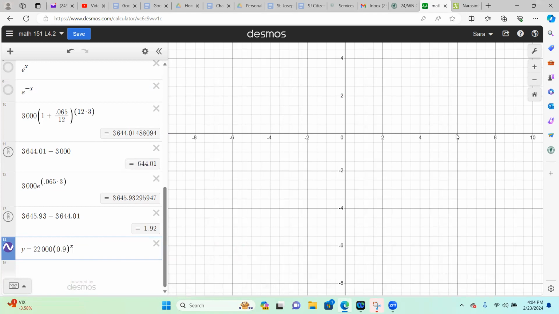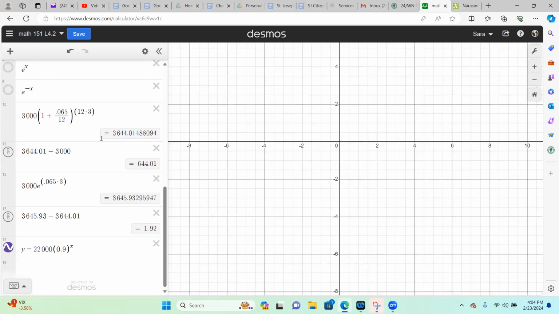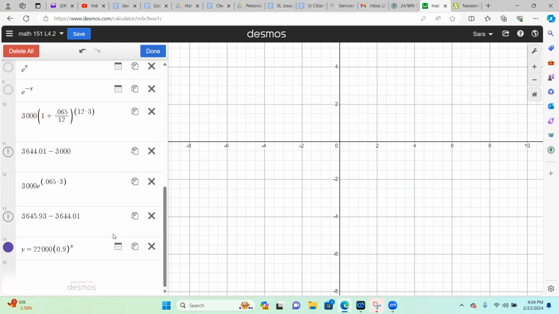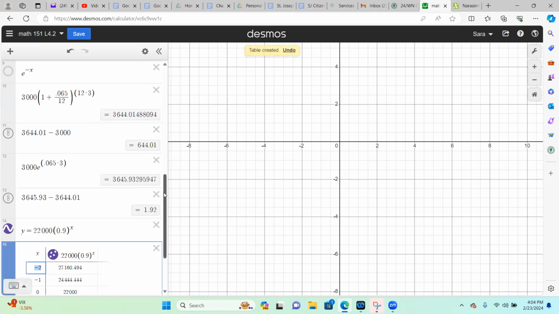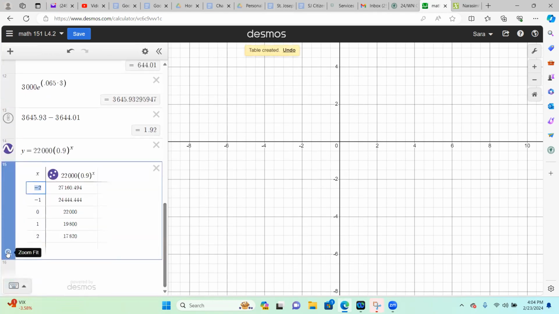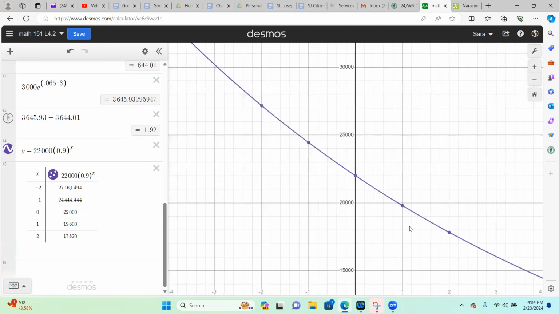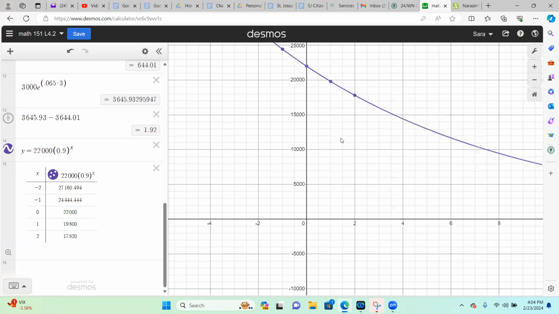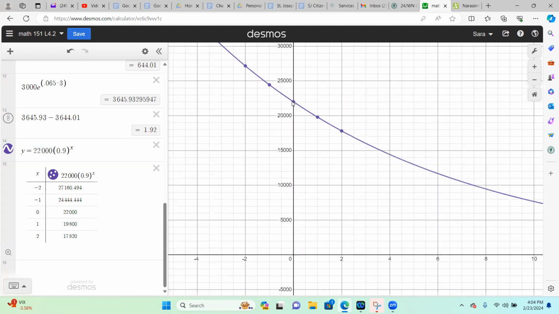And I want to see it on the graph. We don't see it, and that's because our y-intercept is so large. So let's just go up and make a table. And when you make a table, it allows you to change the scaling by zoom fit over here to the bottom left with a magnifying glass. And that's really nice. I'm just going to zoom out a little bit so I can see the big picture. So there's our starting value, and it's just decaying.